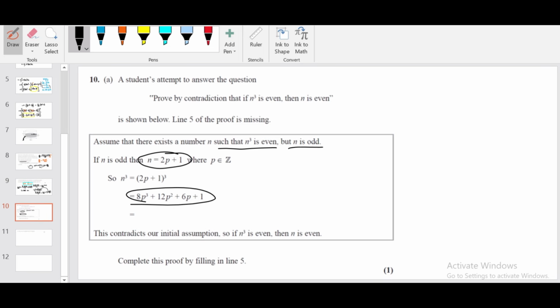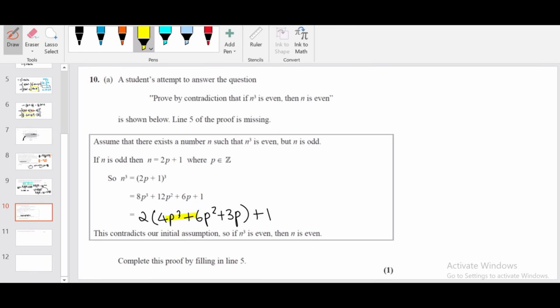So what you need to write, you need to take 2 as a common factor from the first three terms. You'll get 2 times (4p cube plus 6p square plus 3p) plus 1. Because it looks like 2 times something plus 1, which is equal to an odd number. So that's a missing step there. This contradicts the initial assumption that n cube is even. So everything is okay. That's a missing step.